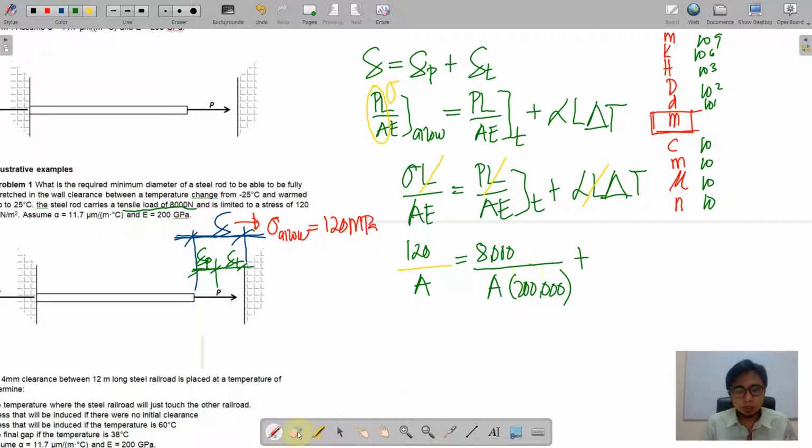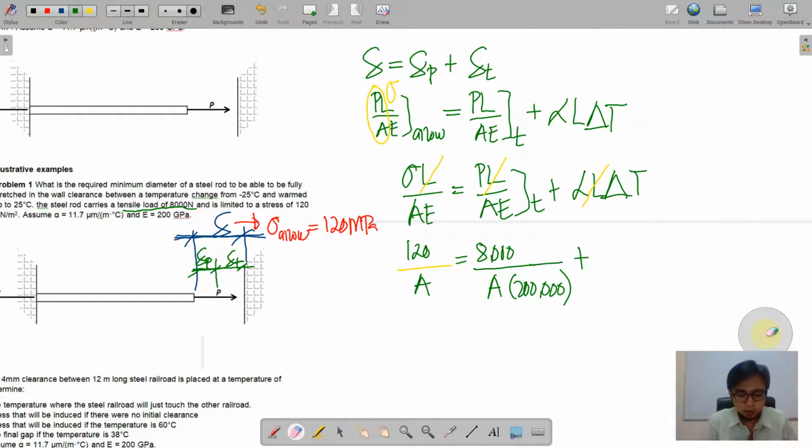So we need to determine the prefix for that micro. If we recall the prefixes, that is nano, micro, milli, centi, deci. So I'll just have to write a line here. Deca, hecto, kilo, mega, giga.